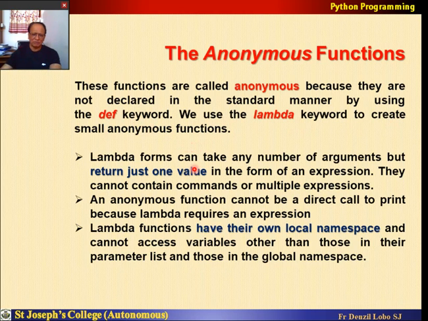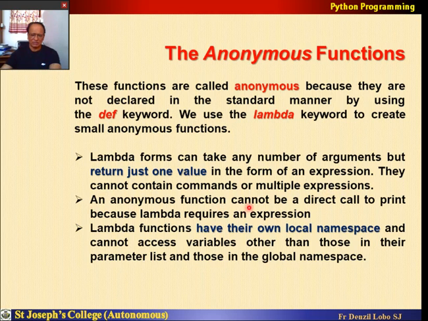Lambda forms can take any number of arguments, but return only one value. This lambda function returns only one value at a time. But there is a series, a sequence there, and on each element it gives a particular value. They cannot contain commands or multiple expressions.